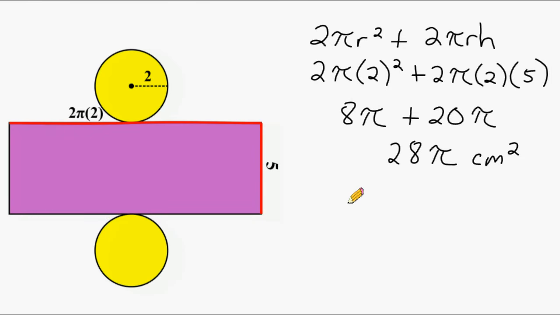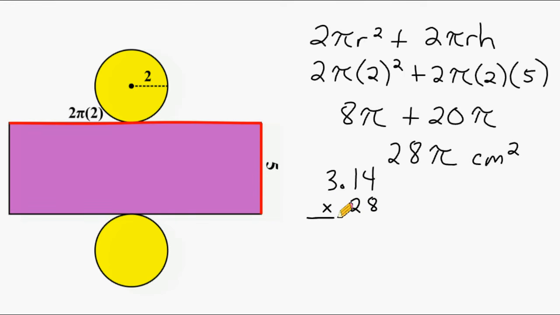Now, if you were asked to solve using 3.14 for pi, what I would do first is solve in terms of pi, and then when you get to this point, you can substitute pi with 3.14 and then multiply it by, in this case, 28. So let's take 3.14 and multiply it by 28.